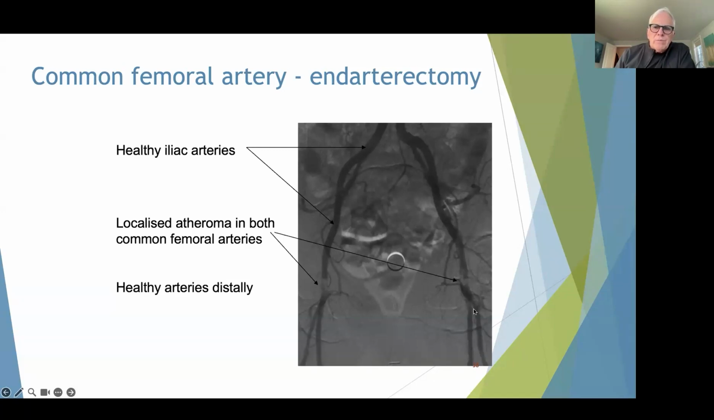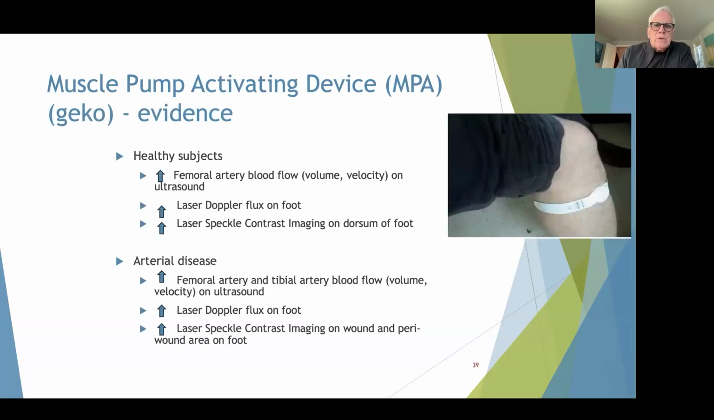So you can see the arteries above and the arteries below look pretty good, but the problems are pretty much just there. So here we open the artery, shell out that plaque, and then close it by putting a little patch of material on just to keep it widely open. That's an endarterectomy. The other place we do that is in the carotid arteries.